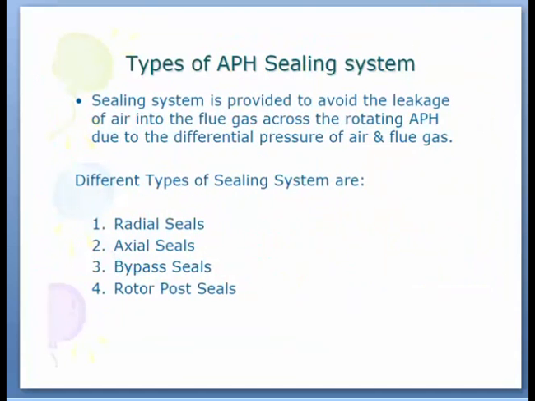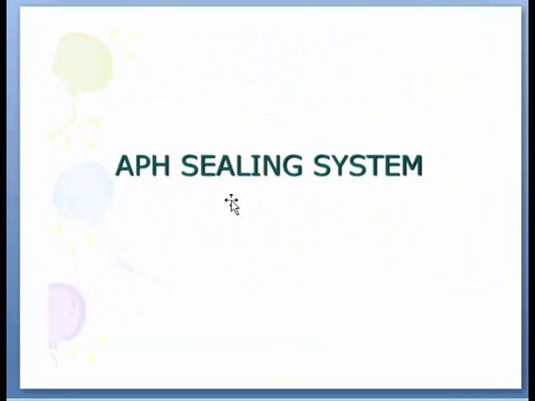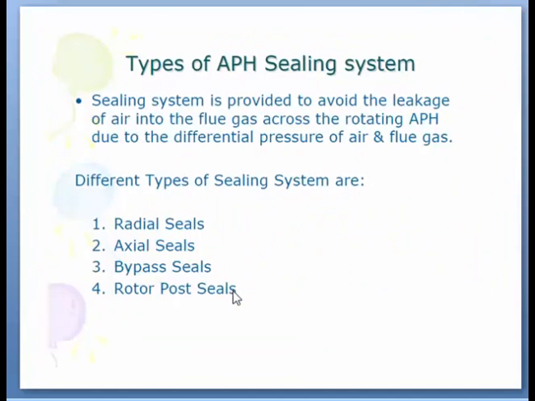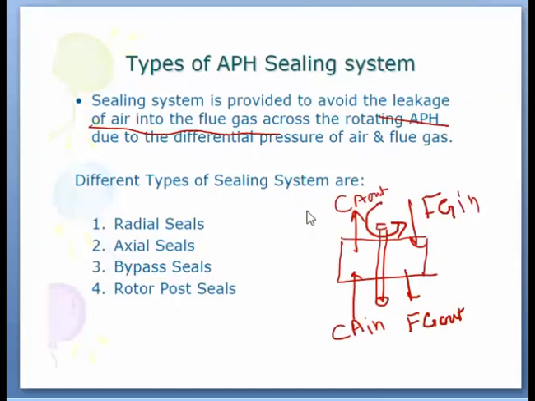I feel that before going to the air preheater leakages, we should first see the APH sealing system. Then it will be better to understand how the leakage takes place and what the reasons for air preheater leakage are. The purpose of the sealing system is to avoid leakage of air into the flue gas across the rotating air preheater due to the differential pressure of air and flue gas. So why does this leakage take place?